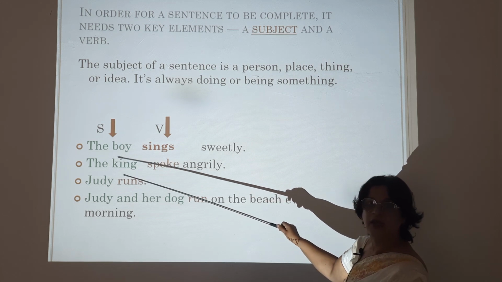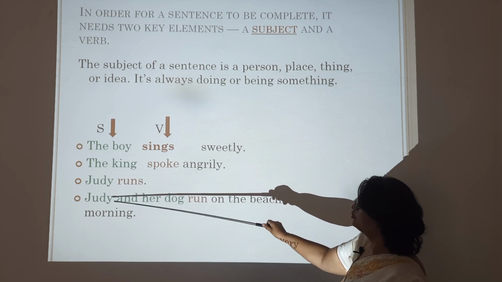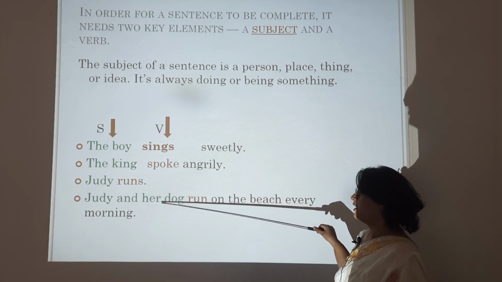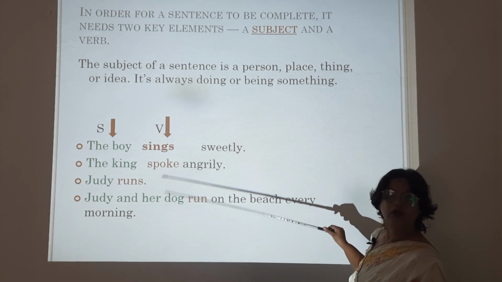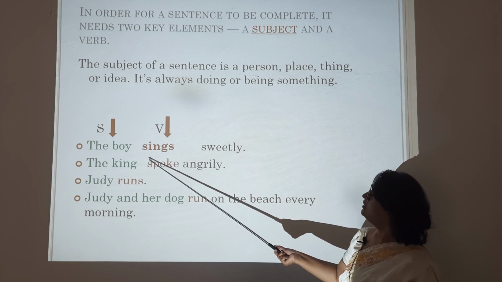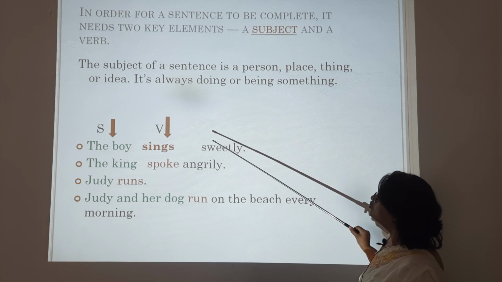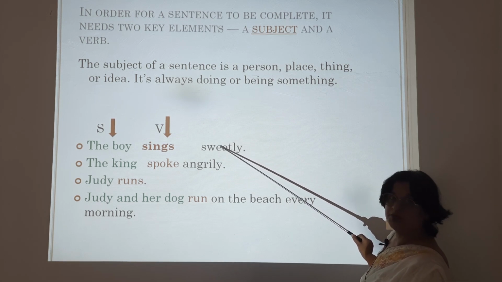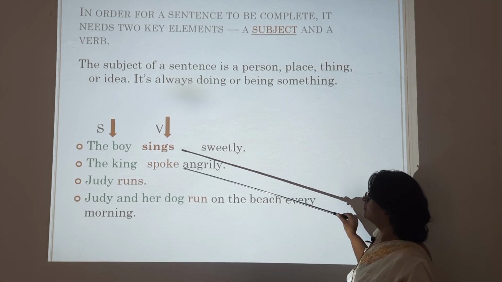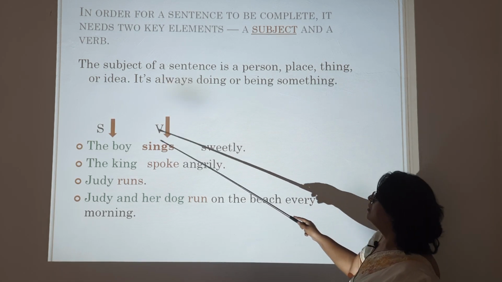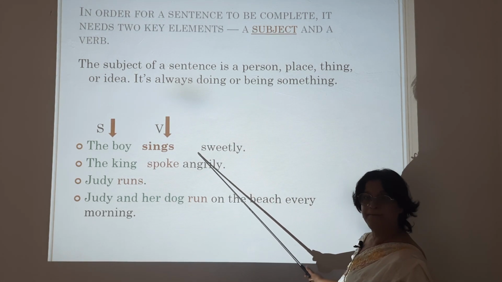Judy is the subject, runs is the predicate. Judy and her dog is the subject, run on the beach every morning is the predicate. Now, if we look at these examples, we see that the predicate not only consists of a verb, but it also contains different words, which may be a word, which also may be a phrase. So, to make a complete sense, we require a subject and a predicate.